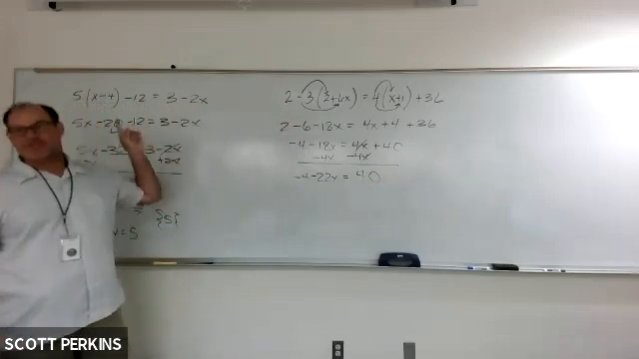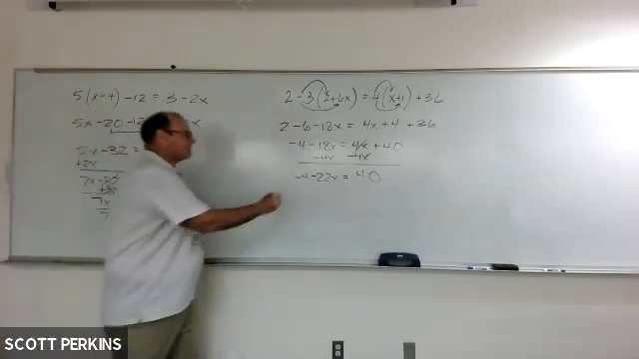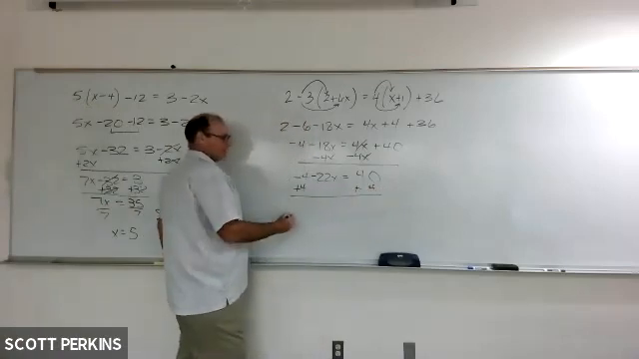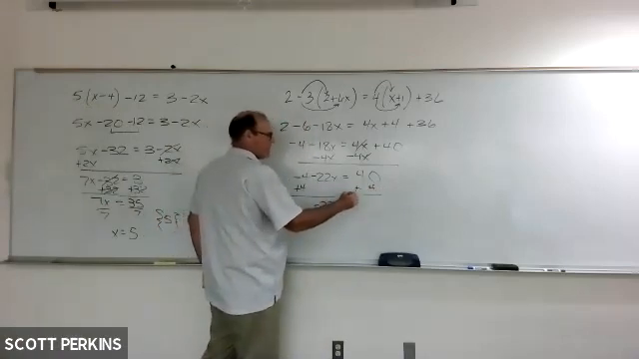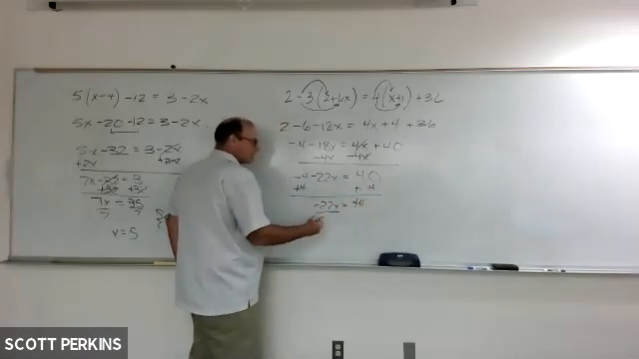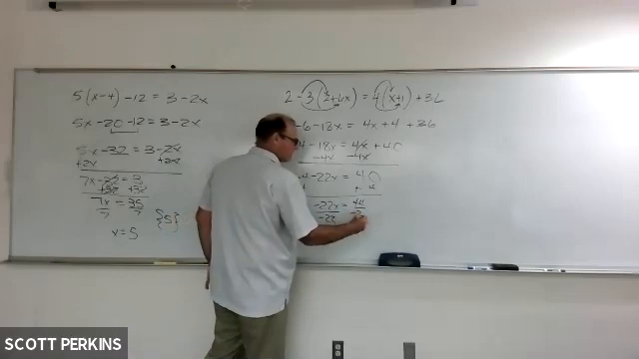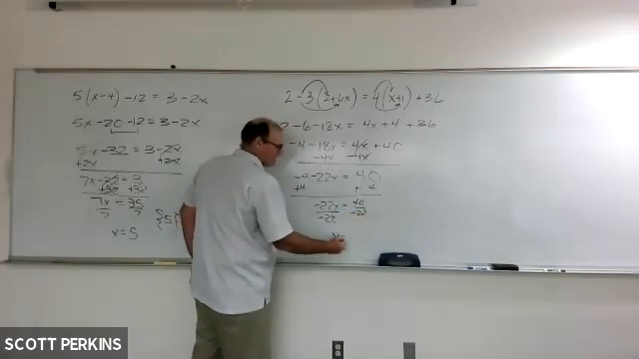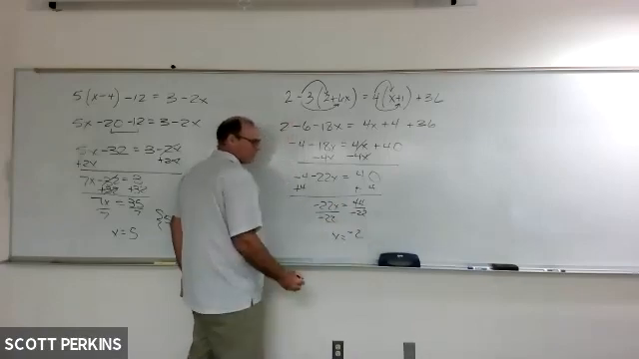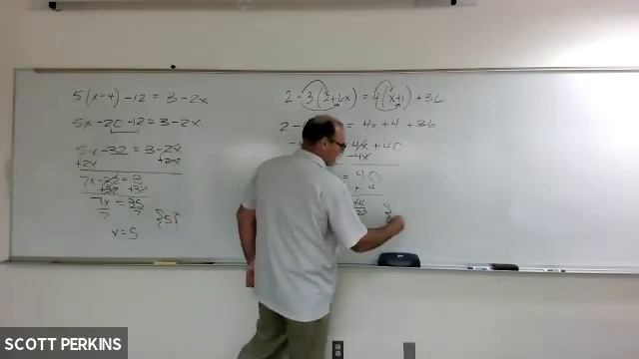X is on the left, the numbers are going to go to the right, so +4. And I have -22x, 40 plus 4 is 44. And last but not least, I can exhale because we've gotten to the end, and 44 divided by -22 is -2. And that's my solution set, -2.